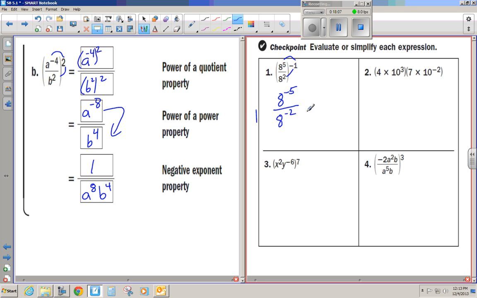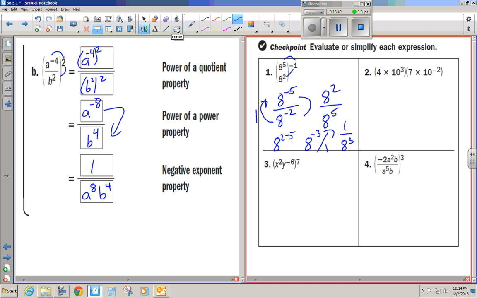Right now, since I don't like negatives, I'm going to take this negative exponent and put it in the denominator. And I'm going to take this negative exponent and put it in the numerator. Now I'm going to subtract exponents to get 8 to the -3. And use the negative exponent property a second time and put it in the denominator. So we end up with 1 over 8 cubed.